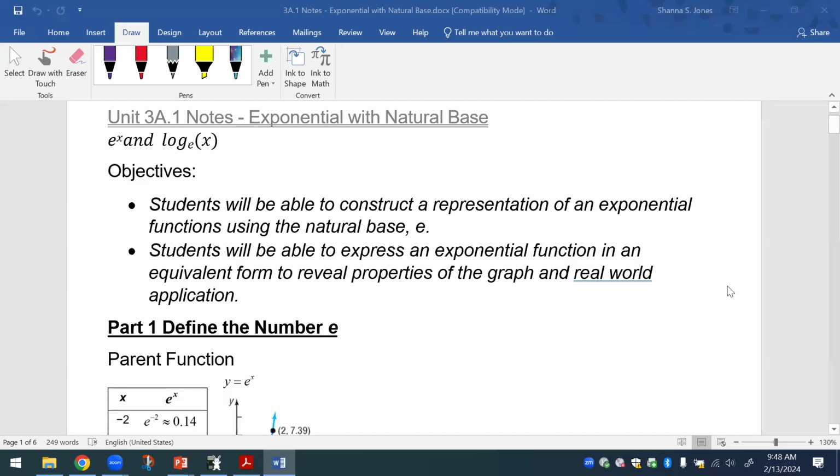All right, so we're on unit 3A.1. Yay, unit 3. Unit 3 is the longest unit of this entire year. Unit 3 is broken into 3 parts, and these 3 parts will take us to the end of April.